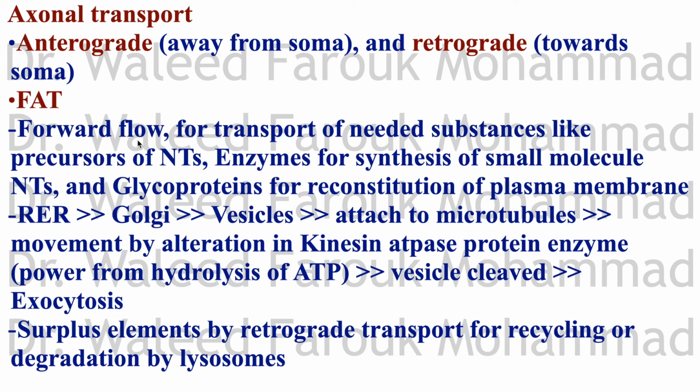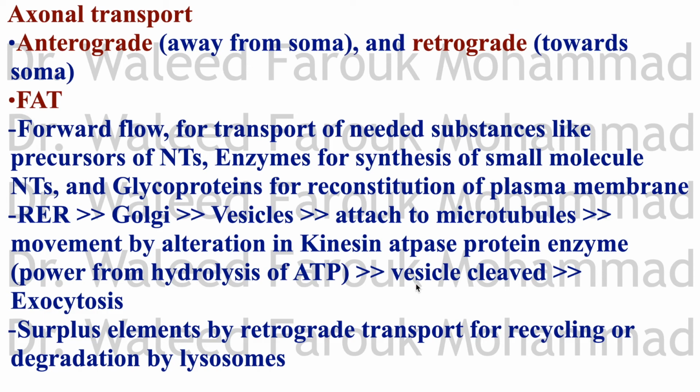The fast anterograde transport is forward flow. It's for the transport of needed substances like the precursors of neurotransmitters or enzymes or building blocks to repair structures and sites in the cell, and glycoproteins for reconstitution of the plasma membrane.